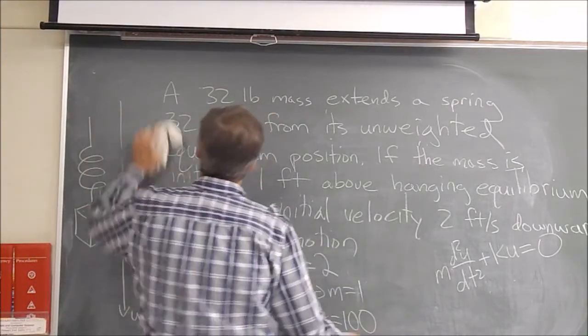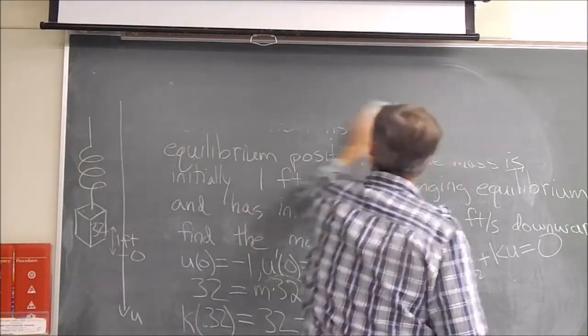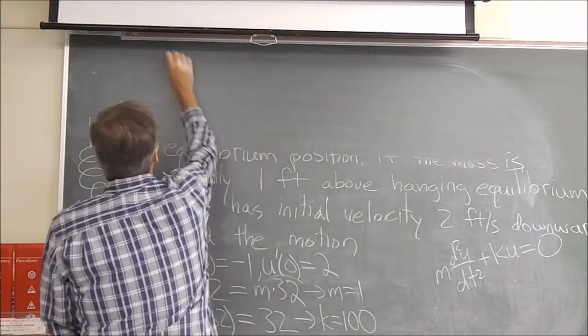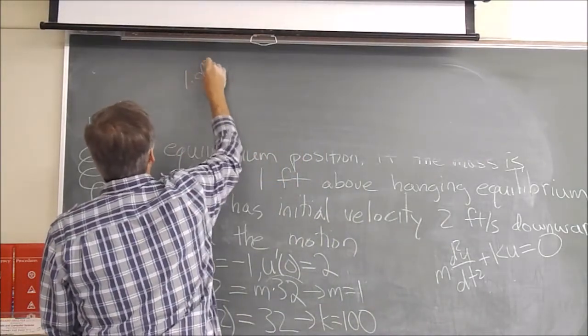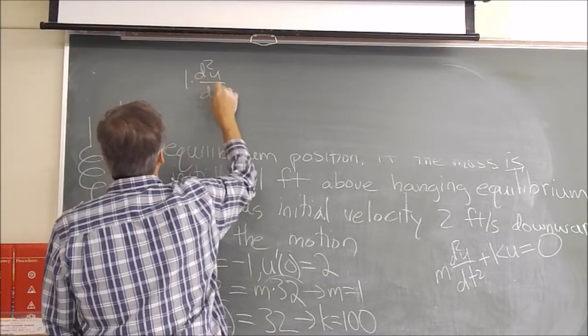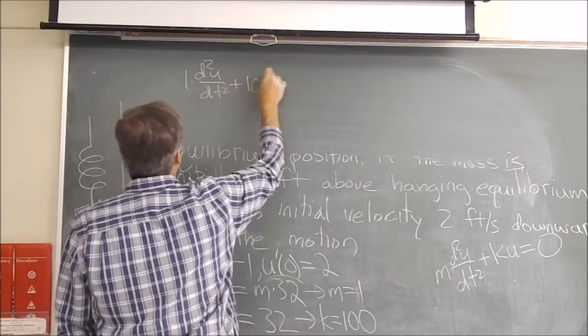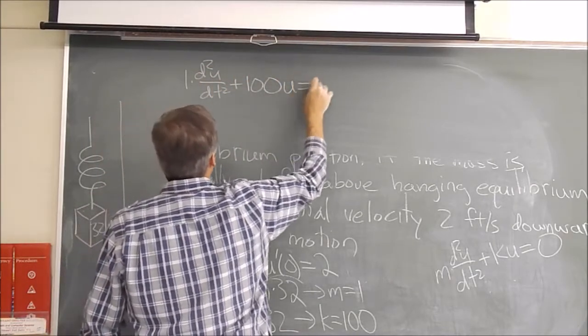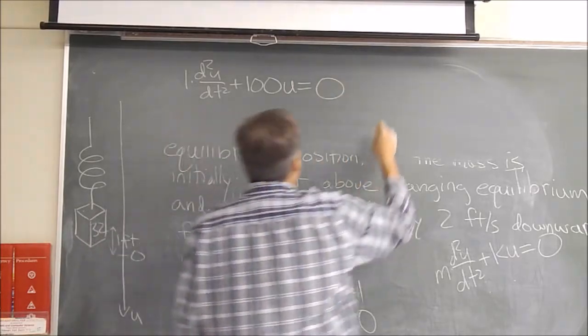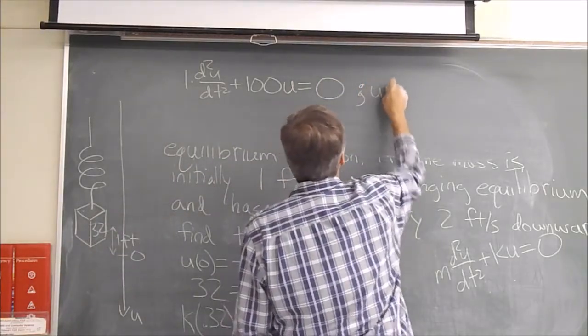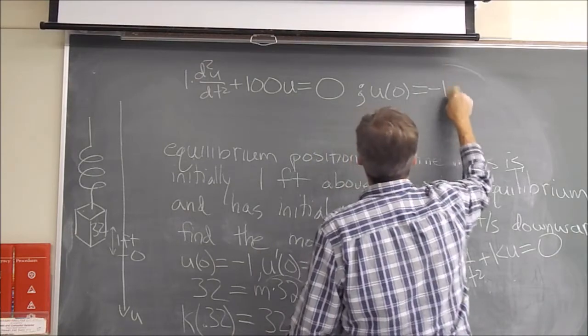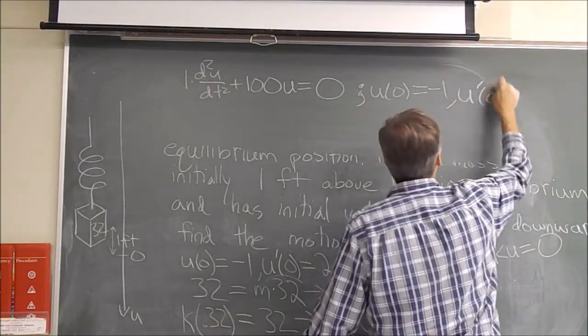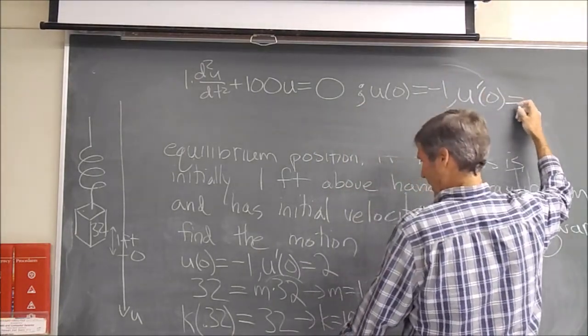In this equation, we write down the equation of motion is 1 d squared u dt squared plus 100 u equals 0. And then we have the initial conditions. U of 0 is negative 1. U prime of 0 is 2.